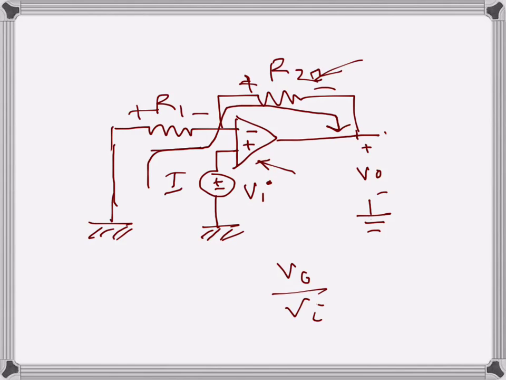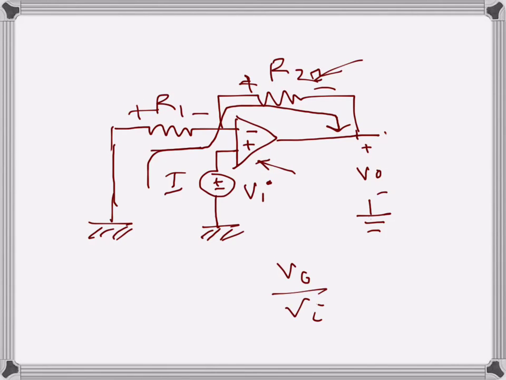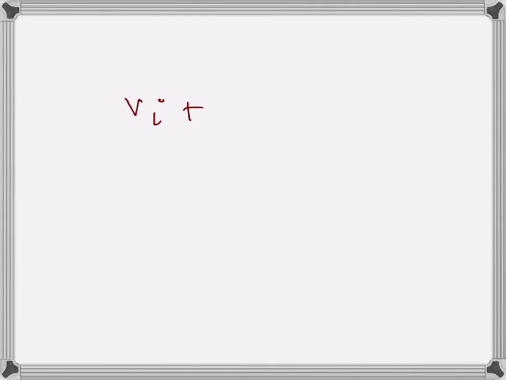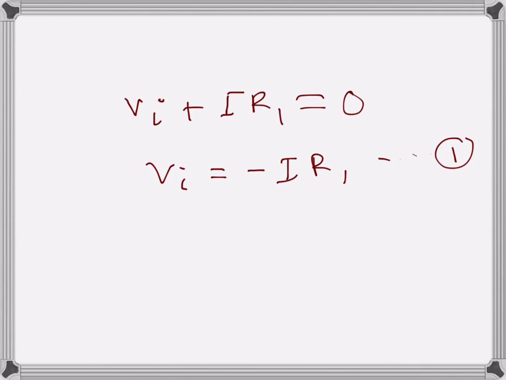So if we look at the input circuit, then applying KVL, we are going in this direction, minus plus minus plus, so VI plus IR1 is equal to 0. So VI can be written as minus IR1. So this is our one equation. Let's call it equation 1.